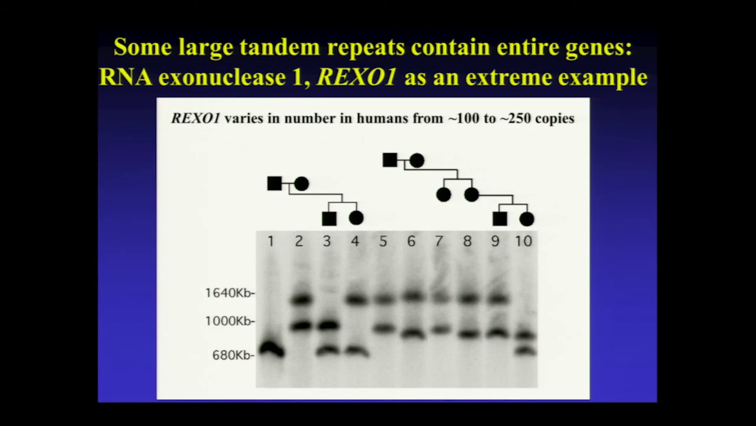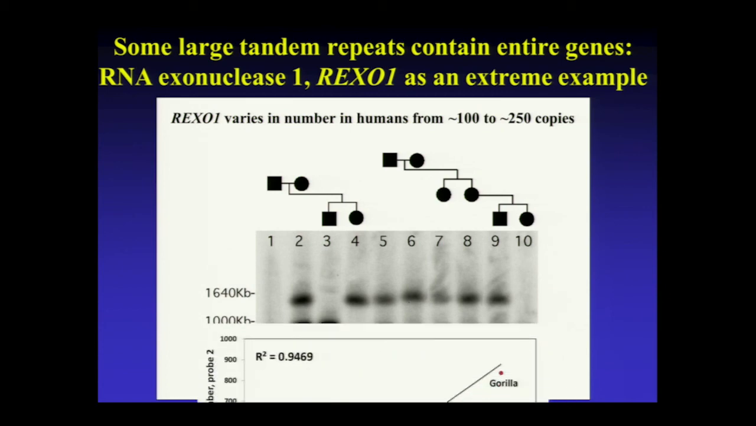And when we know that the gene is about 12 kb in size, that means the copy number is varying from about 100 to 250 copies in normal people. So there's a gene here that we have about 250 copies of. We have no idea what it does.